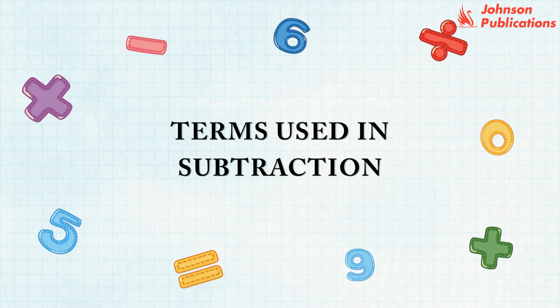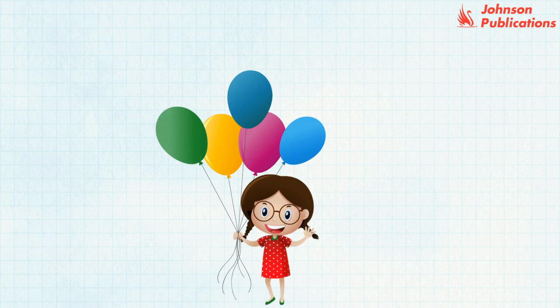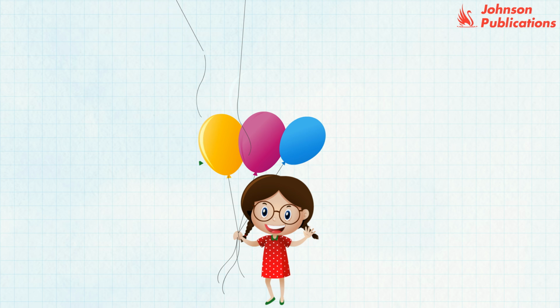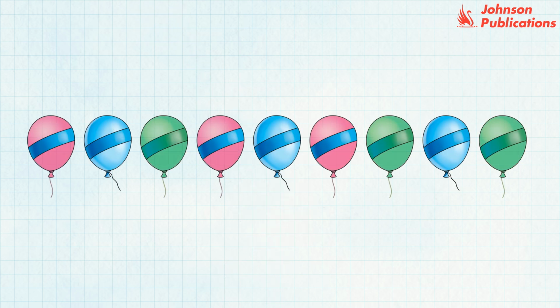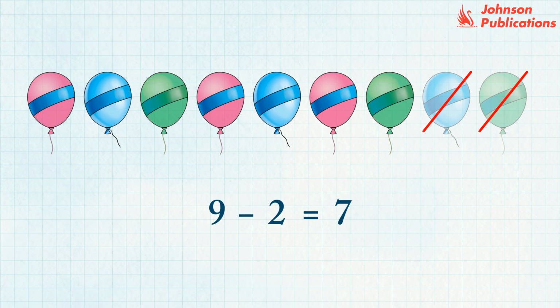Terms used in subtraction. When we take things away, we subtract. There are 9 balloons. 2 balloons flew away. Crossing out the balloons that have flown away. Now we have 7 balloons.